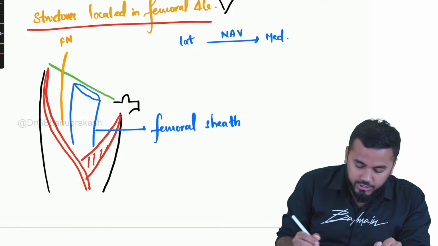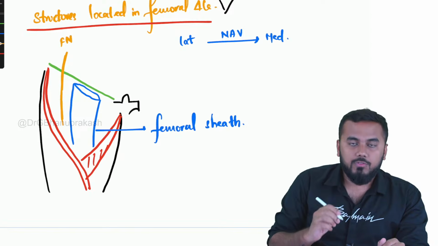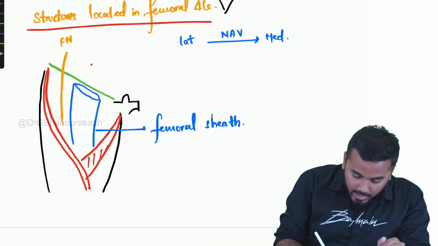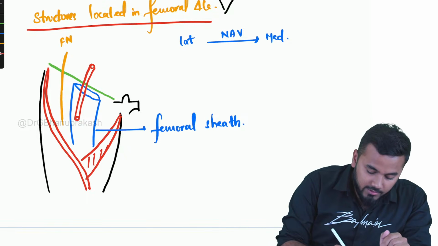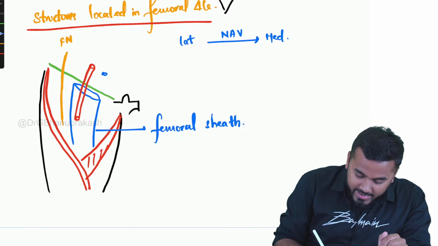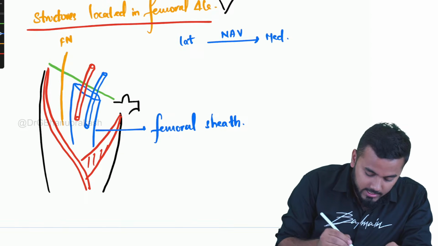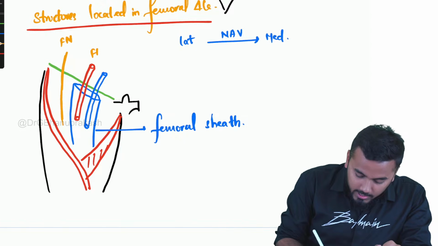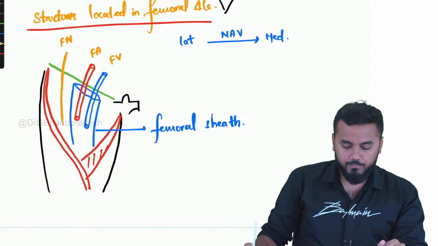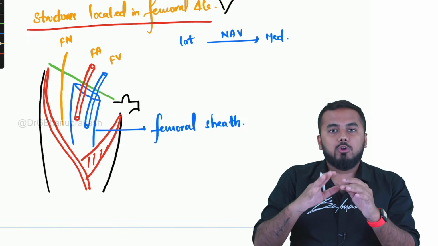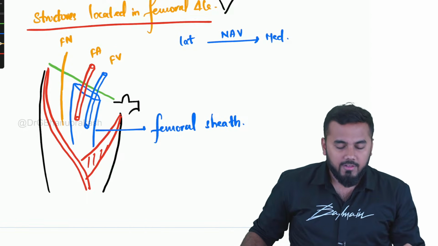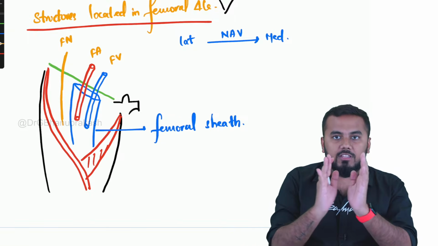Within this femoral sheath, just listen, you have an artery like this. This is called the femoral artery. Within the femoral sheath, you have a vein like this. This is called the femoral vein. So what are the things I have? Femoral nerve, femoral artery, and femoral vein. The femoral nerve is located outside the femoral sheath, whereas the femoral artery and vein are located within the femoral sheath.